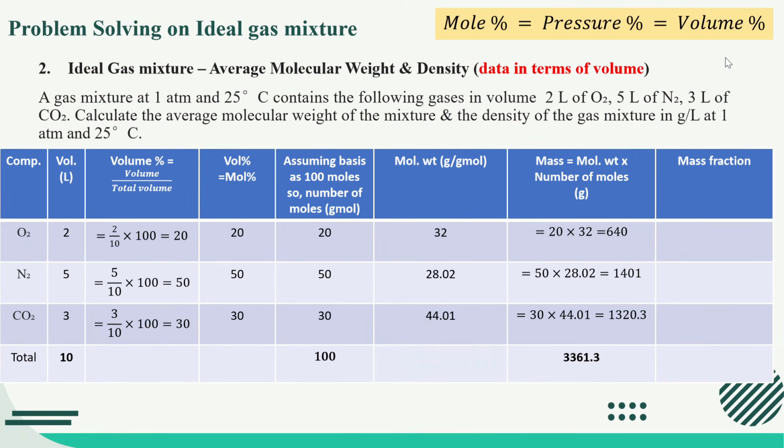Now mass fraction will be equal to the individual mass divided by the total mass. So 640 divided by 3361.3 is equal to 0.19. Similarly, I do it for the other two components and fill it in.